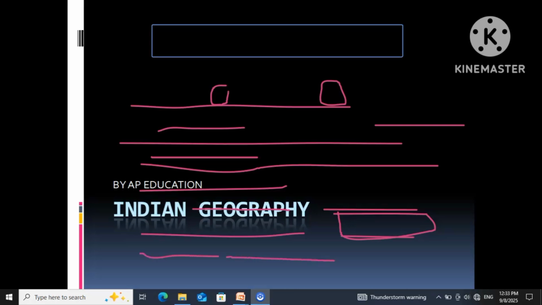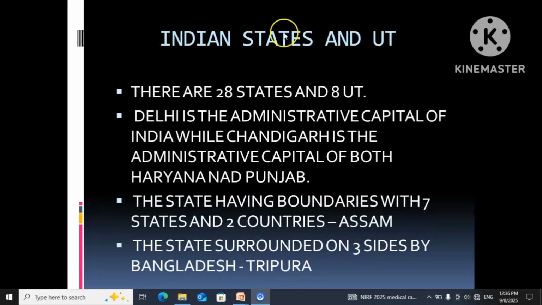The state surrounded on three sides by Bangladesh is Tripura, another northeastern state. Okay, now we will move to our next.